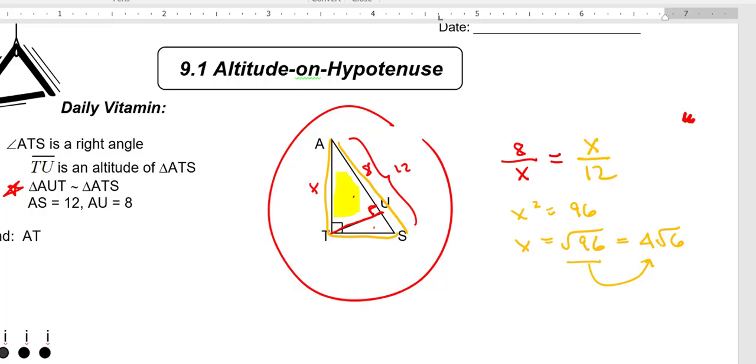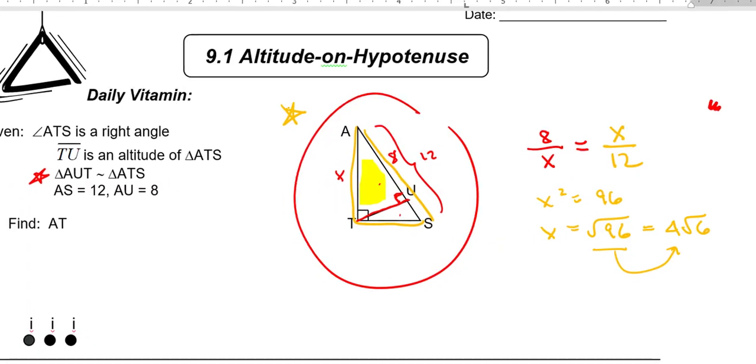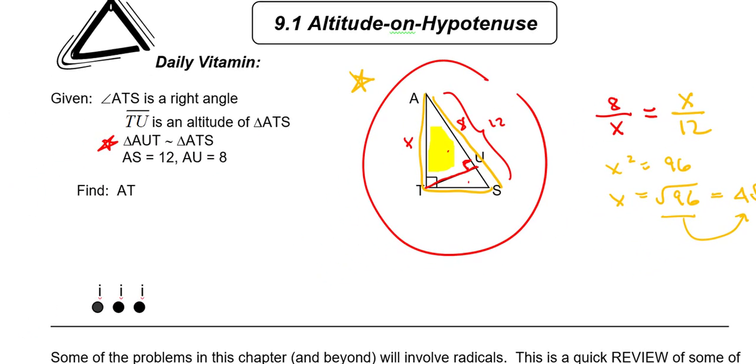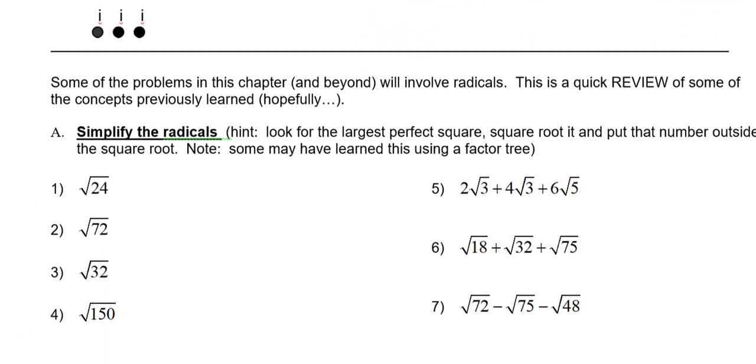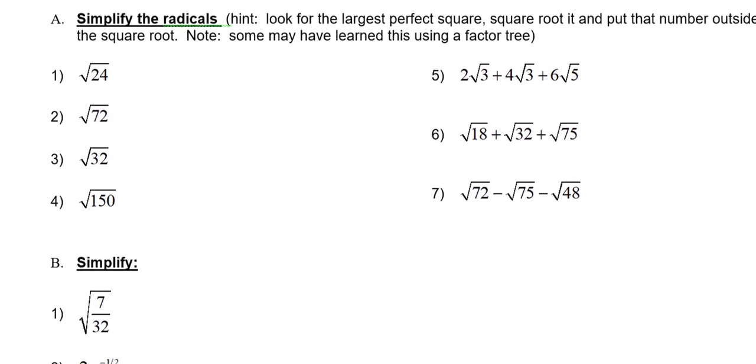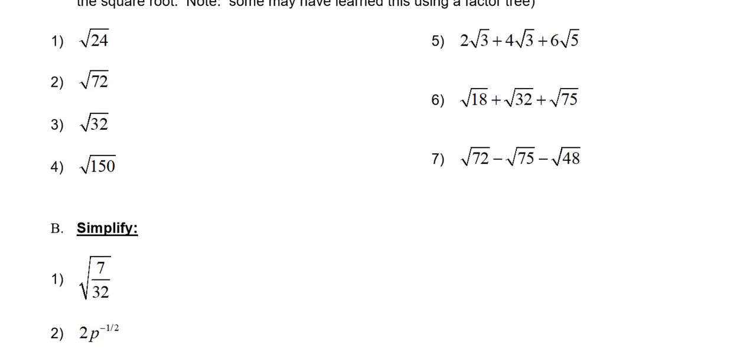Okay, but keep this particular problem in mind as we move on to the second page and we talk about sunshine. Okay, let's move down and let's review radicals, because in this particular chapter, my expectation is that you're going to be getting radicals for answers, and you're going to be simplifying them.